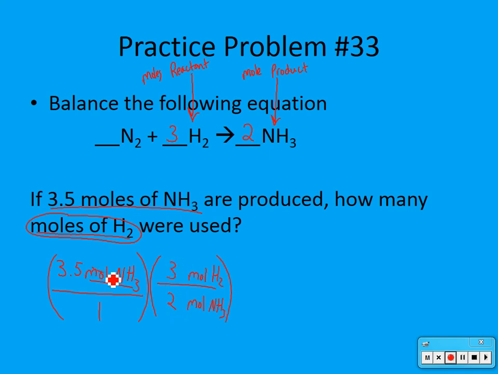Okay. Now my moles of ammonia cancel out, and I'm finished because I'm at moles of hydrogen, which is what it wanted. So let's just multiply across the top. 3.5 times 3 is 10.5. Multiply across the bottom, so 1 times 2 is 2. And so we take half of 10.5, and we get 5.25. And what's my units going to be? Moles of hydrogen.